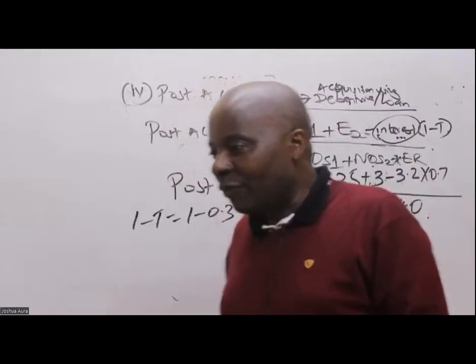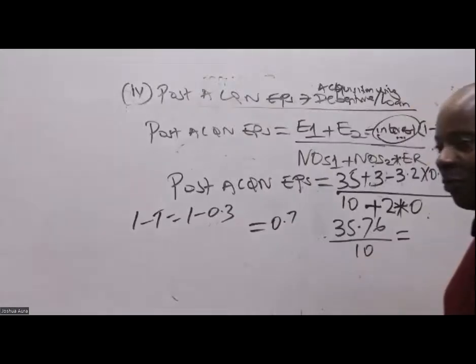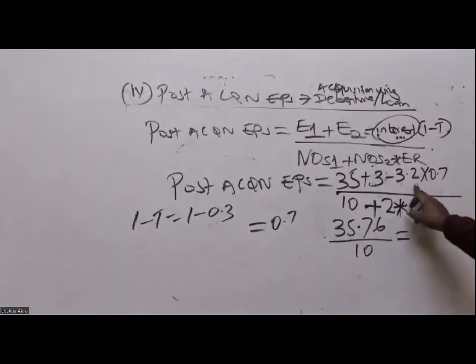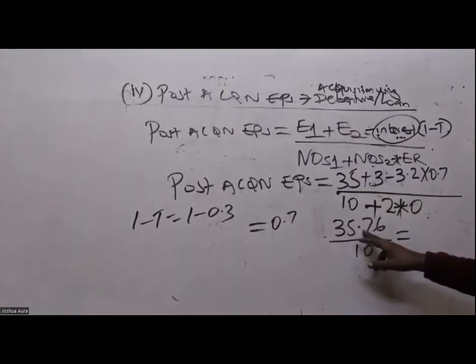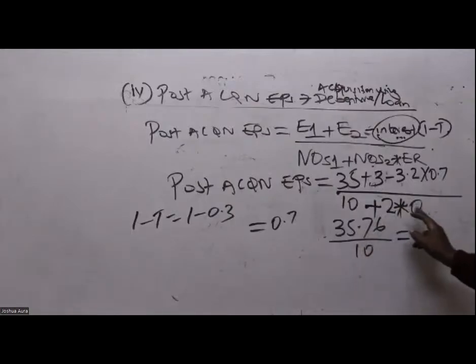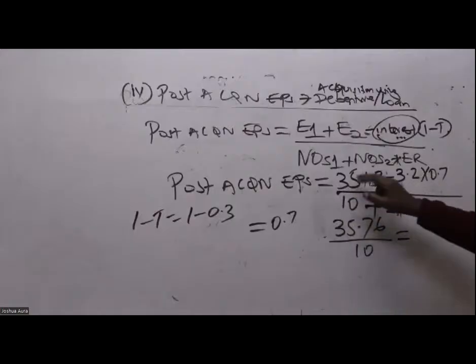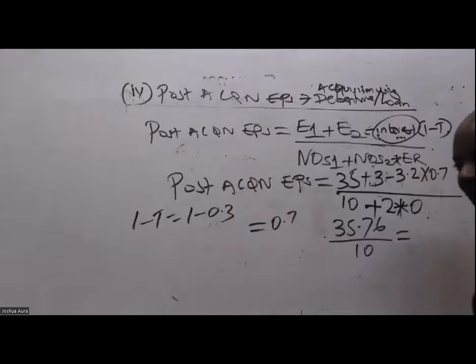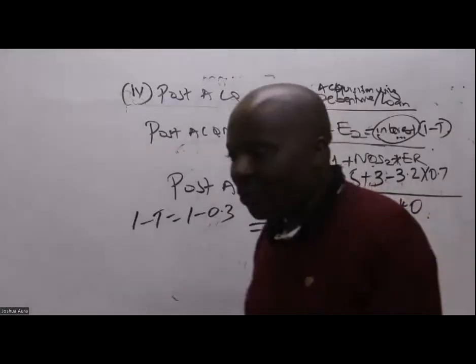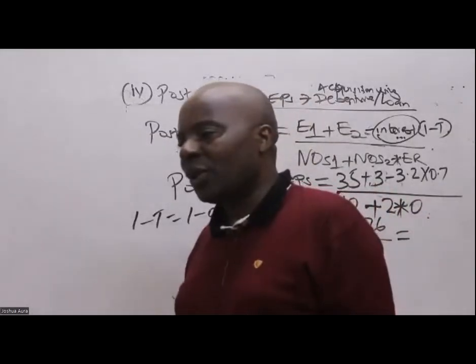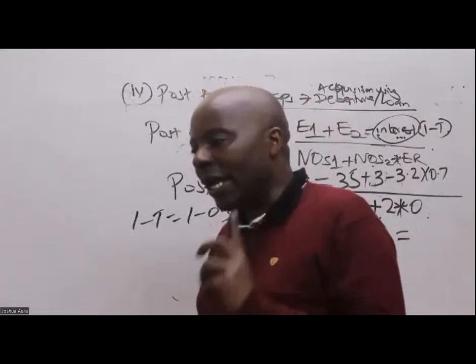Leshanta is getting 4.57. Leshanta, are you sure you used this very well? Because you see the numerator here is 35.76, and this is 10. Sometimes ensure that you don't put brackets: 35 plus 3 minus this times 0.7. Let's check again. Don't worry, we shall overcome. So in this case, the normal exchange rate is offer price over MPS of the predator.